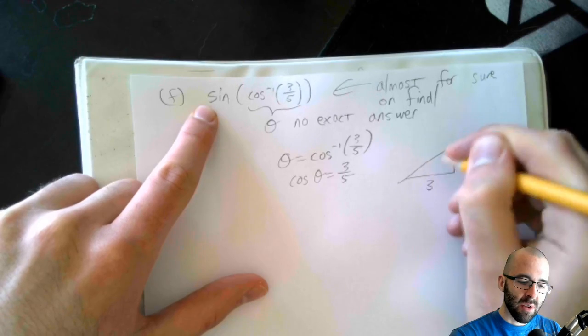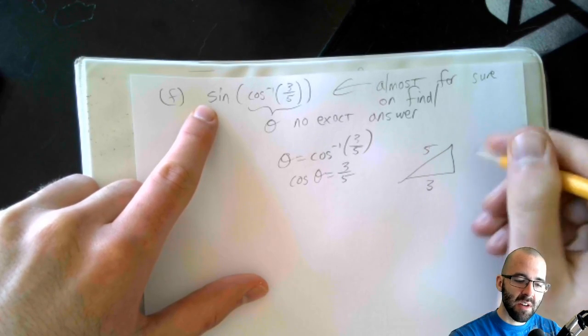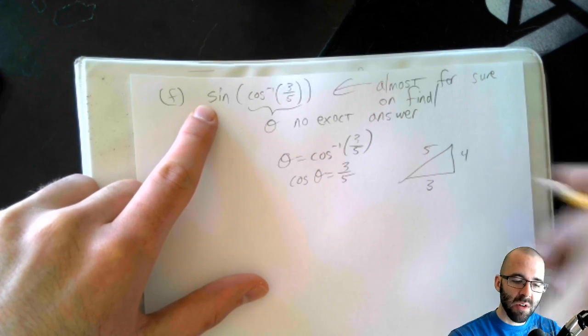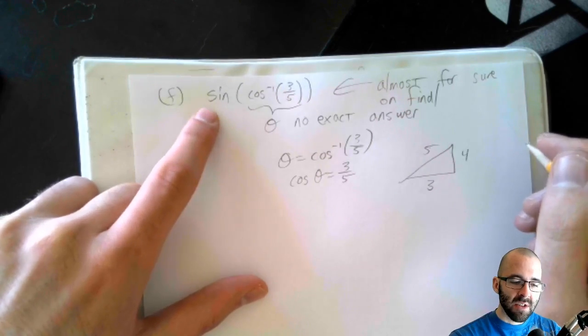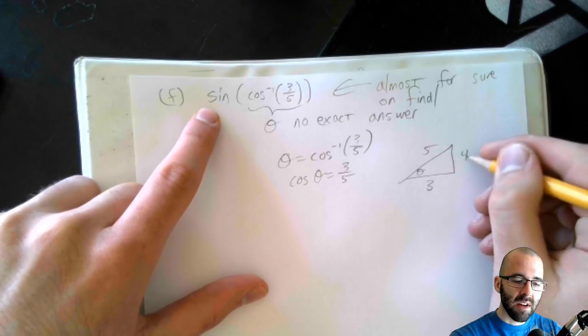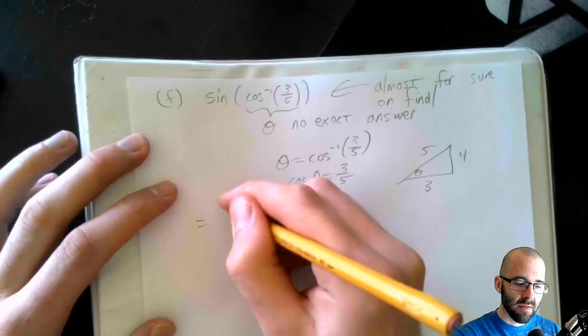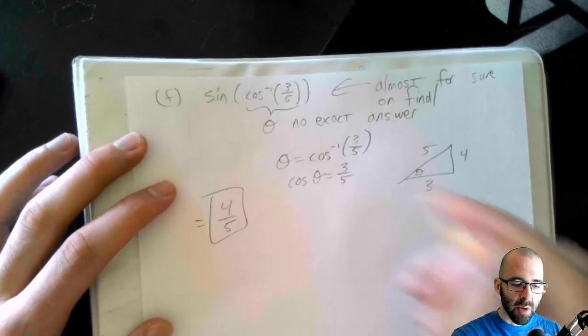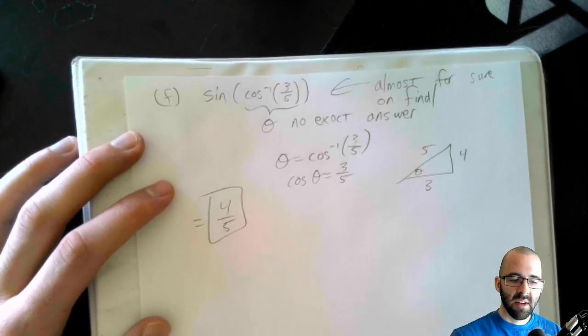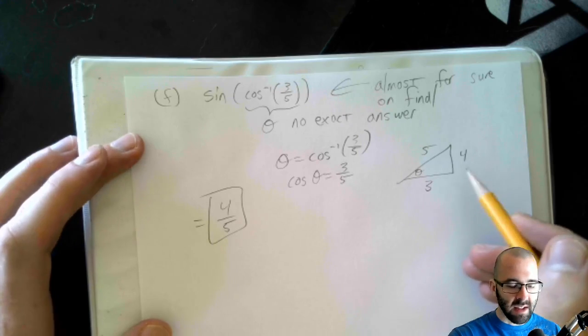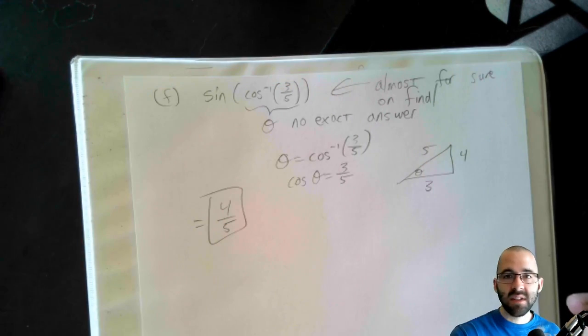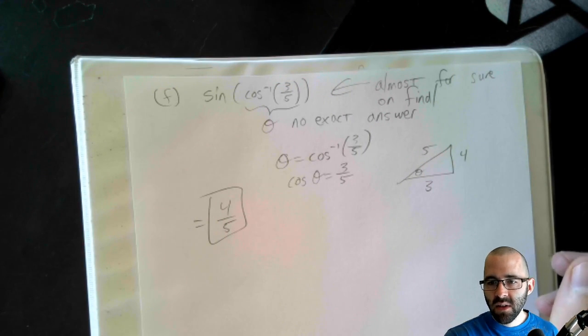Well, if the cosine is 3/5, cosine's adjacent over hypotenuse, this side has to be length 4, a 3, 4, 5 triangle. So the sine of that angle is 4/5. And that's how you approach these ones. If there's numbers, you do it like this. If there's variables, you do it the same exact way. Okay?